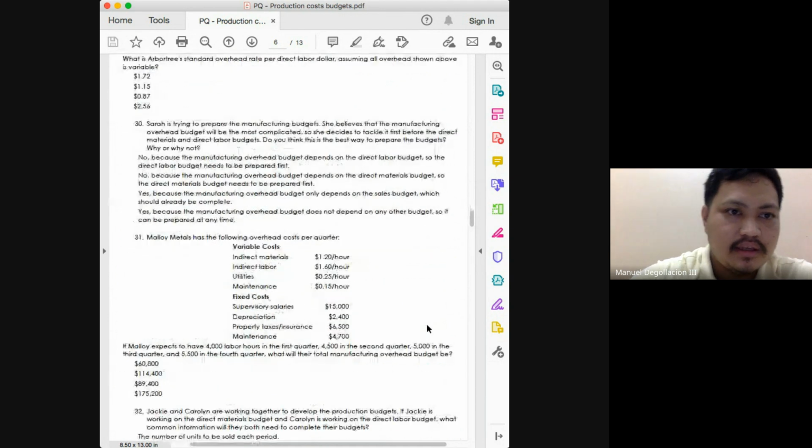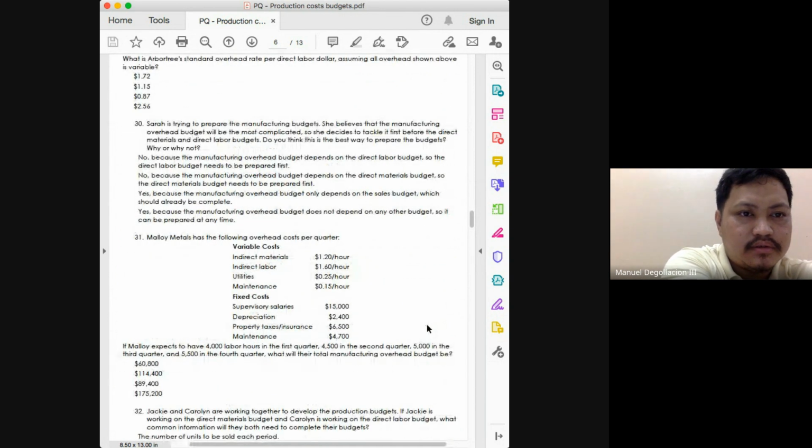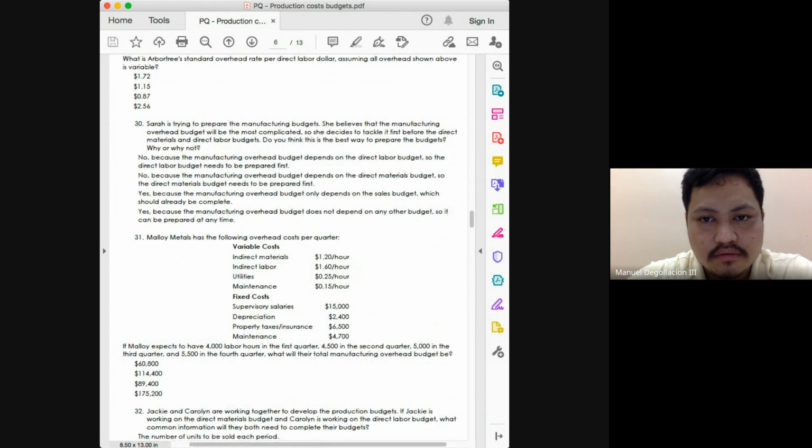Number 30. The question here is, do you think this is the best way to prepare the budget? Why or why not? Sarah is trying to prepare the manufacturing budget. She believes that the manufacturing overhead budget will be the most complicated, so she decides to tackle it first before the direct materials and direct labor budgets.